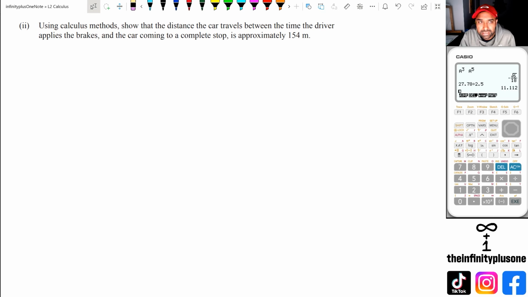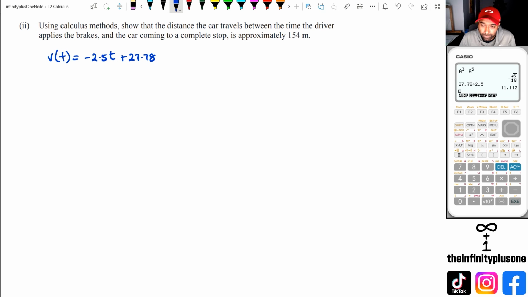Now, for the second part of this question, we're just going to carry on because we've got the velocity function, which is v of t is equal to minus 2.5 t plus 27.78. Now the question is actually asking, show that the distance it takes for the car to come to a complete stop is 154. So we know something, right?